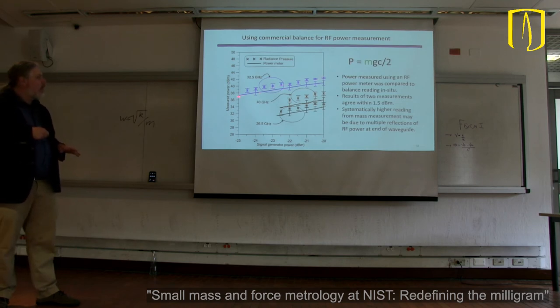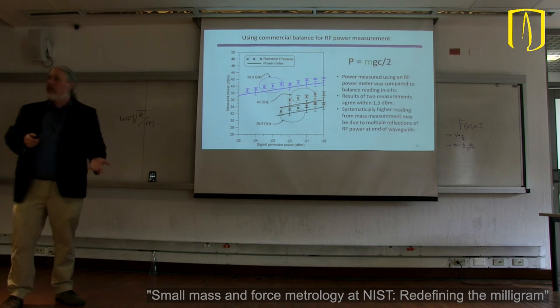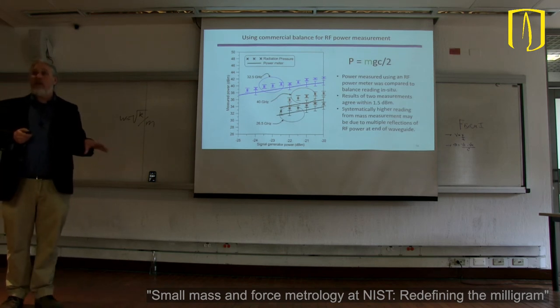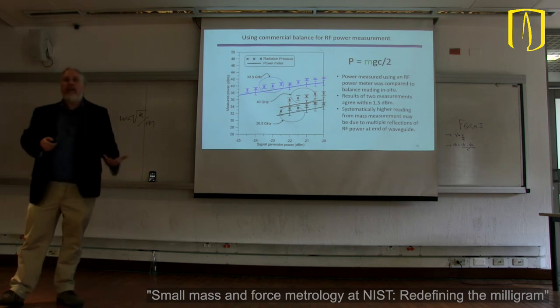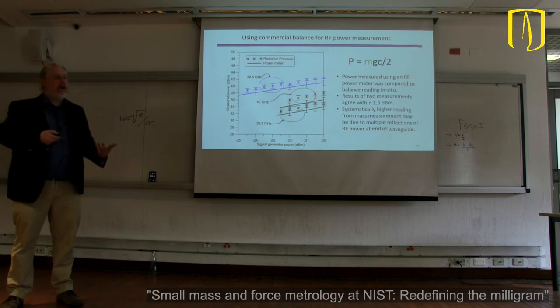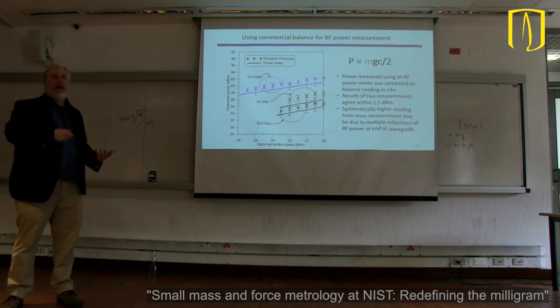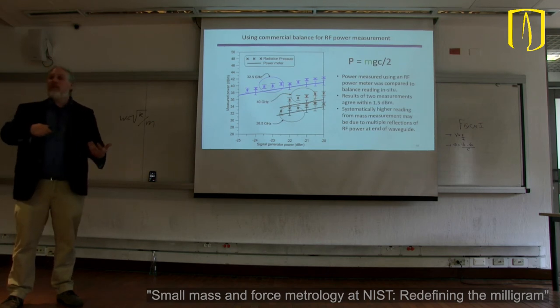The straight line is from a calibrated detector that is typically used for these RF power measurements. Here is our little balance. And you can see there is about half a dB of uncertainty, a discrepancy of about half dB. Our force measurement is a little bit higher.